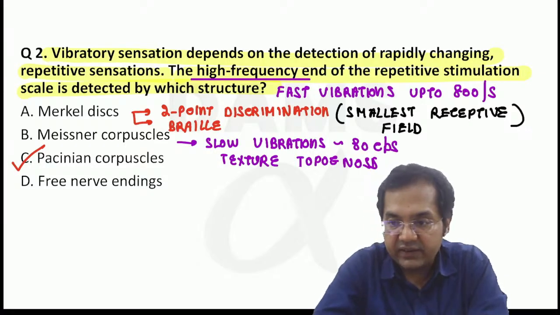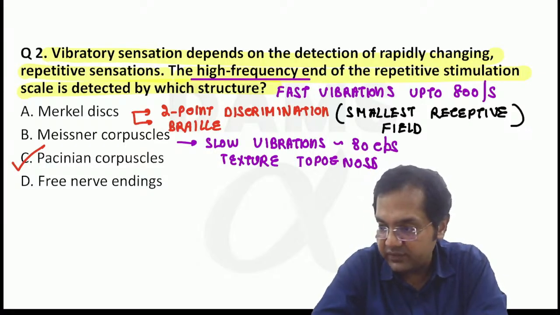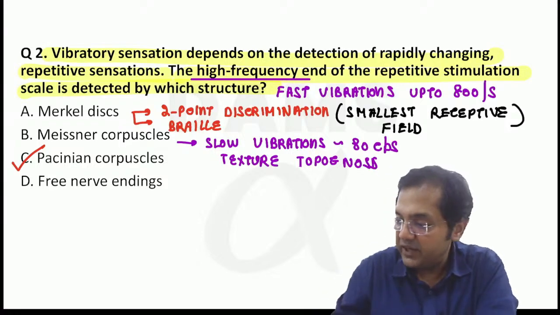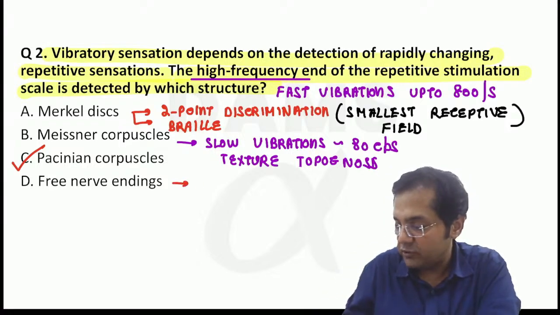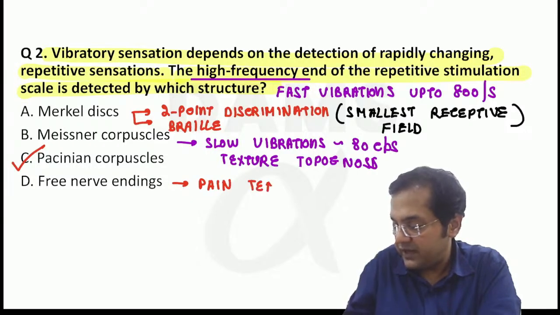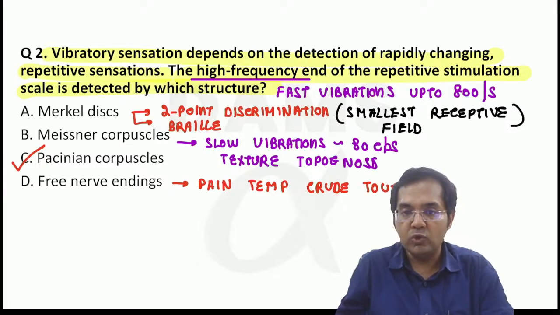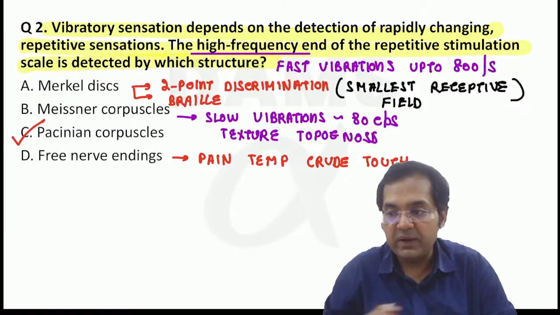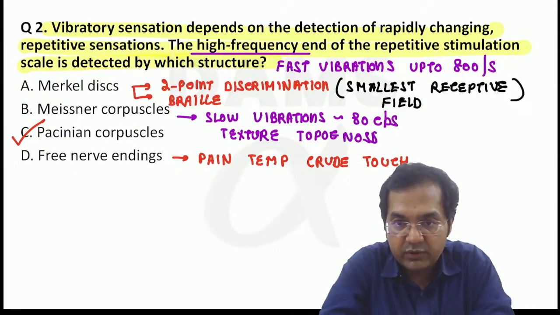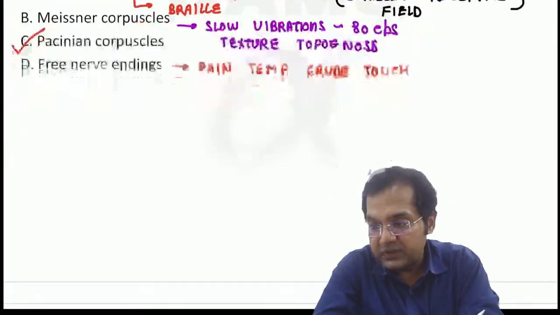Yes, free nerve endings. What does free nerve endings detect? Free nerve endings are for pain, temperature, and crude touch. Pain, temperature, and crude touch, right? So remember to revise again. I'm reinforcing the sensory receptor table from the workbook and the notes. Please do that. Moving on to question number 3.